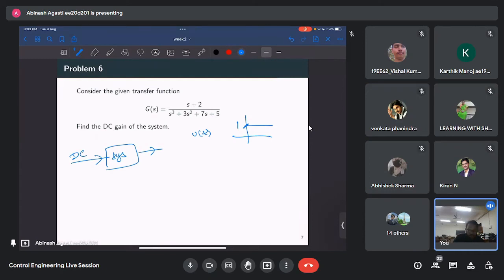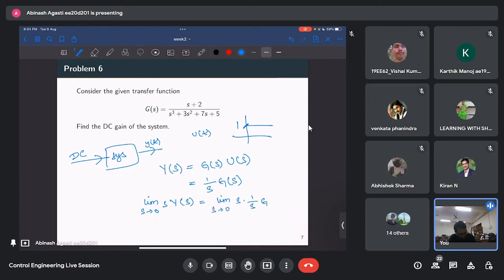If I give u of t to the system, then the output y of t in the Laplace domain is G of s into U of s, so it is just 1 by s into G of s. Now the steady state of the output function, I am assuming it exists, is equal to limit s goes to 0 of s into 1 by s G of s, which is nothing but G of 0. That is why the DC gain of the system is taken by just substituting 0 into the system.